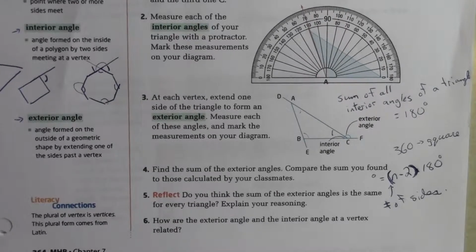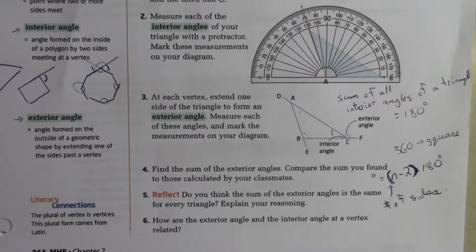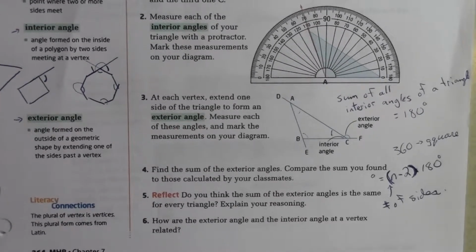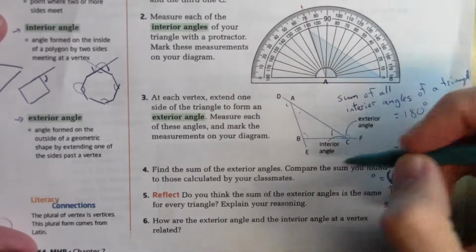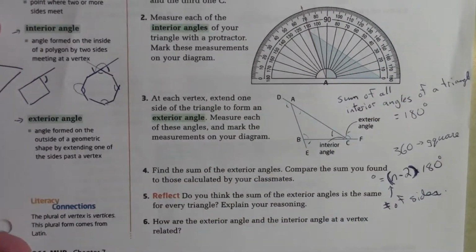At each vertex, extend one side of a triangle to form an exterior angle. Measure each of these angles and mark the measurements on your diagram. So if we measured this angle, and this angle now, find the sum of the exterior angles. Compare the sum you found to those calculated by your classmates.